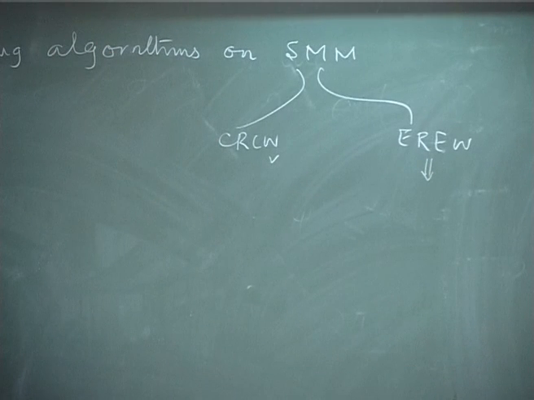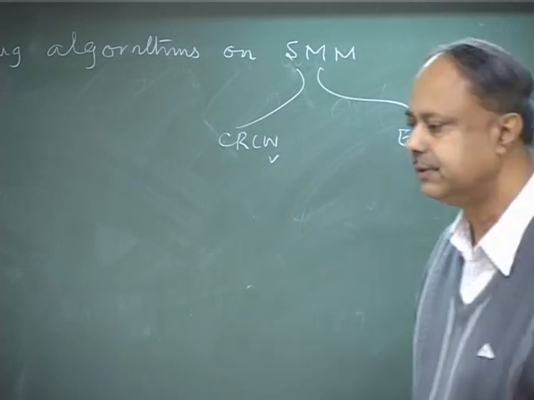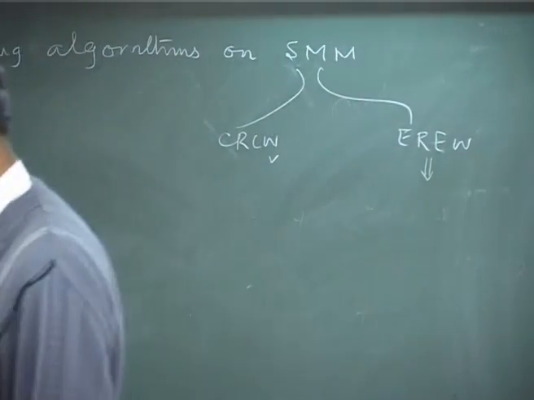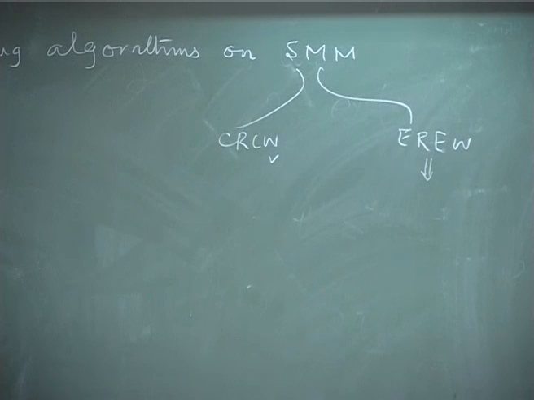Now one issue has to be taken into account on the shared memory model. That issue is load balancing of each process. Each process should be busy as far as possible, otherwise you will not be able to achieve cost optimality.